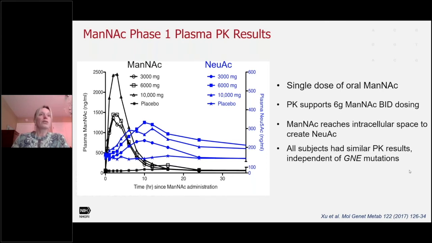So if you take a single dose of ManNAc, ManNAc peaks after 2 to 3 hours in your blood. It's indicated here in black. This is the control levels of ManNAc in patients that took the placebo, after a single dose of 3 grams, after a single dose of 6 grams, and after a single dose of 10 grams of ManNAc. And you see that in all doses, after about 12 hours, ManNAc disappears from plasma. This supports twice daily dosing of ManNAc. So it disappears and you get a new dose and a new dose and a new dose.